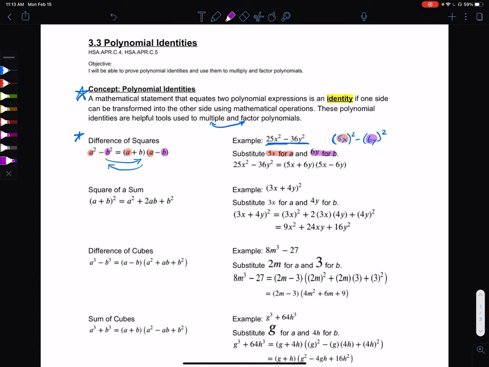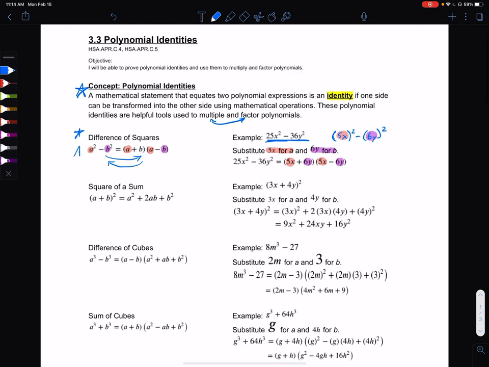This 5x is our a value, and this 6y is our b value. Now, this one is not overly complicated. You'll see when we get to the cubes, there's more going on. But what you're doing is taking those a and b terms, plugging them in, and using your formula to figure out what goes where. It might seem intuitive, or it might seem like you have no idea what's going on, but you should be able to go back and forth from the left side to the right side of the equation.